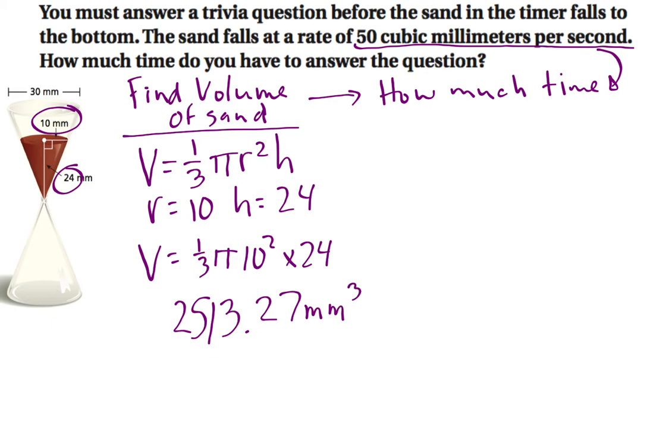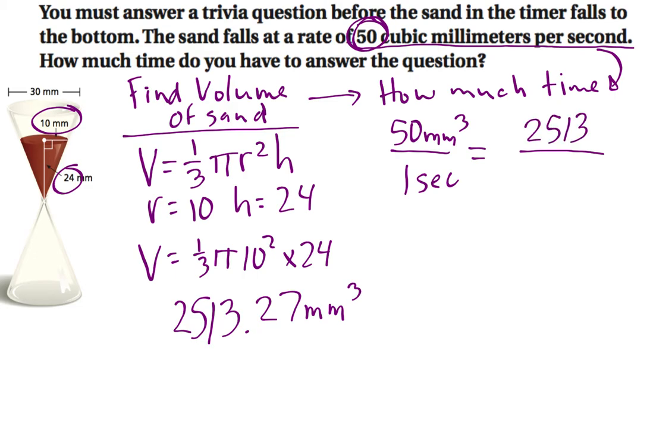Now, if you automatically can figure out whether to multiply or divide by the number 50, you go ahead and do that. Through experience, you would know. If you are unsure, you can always do a proportion. It is 50 cubic millimeters per 1 second, and it's going to be 2,513.27 cubic millimeters for an unknown x number of seconds.